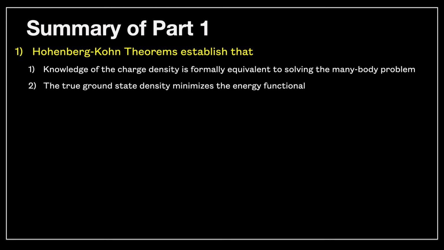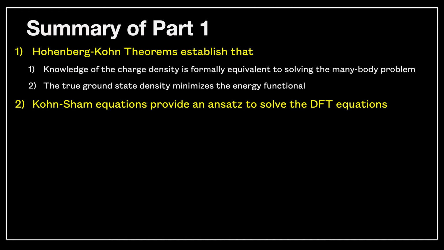Now, what we also learned from the second Hohenberg-Kohn theorem is that the true ground state density is the one that minimizes the energy functional. So that gives us a way to see which density a particular system described by a Hamiltonian will assume at equilibrium. But the Hohenberg-Kohn theorems do not provide a method, an approach, a recipe to solve these equations. And that part is actually provided by the Kohn-Sham equations.